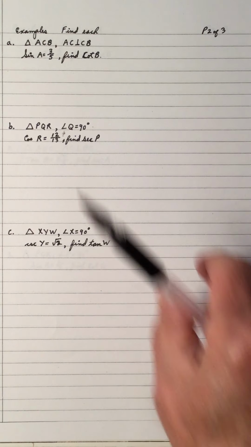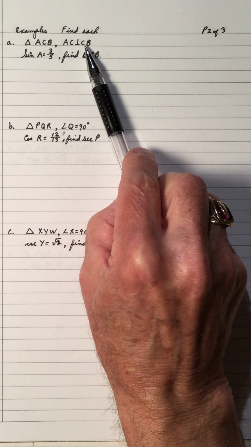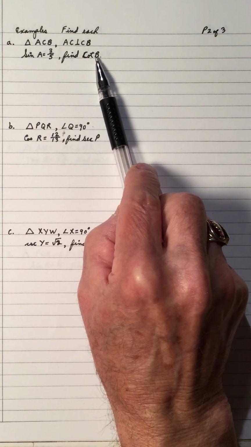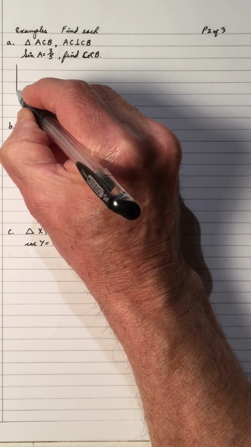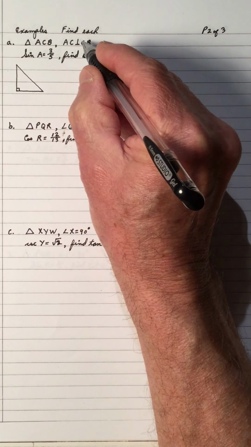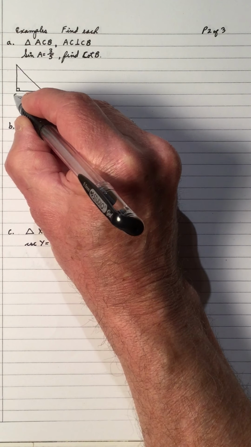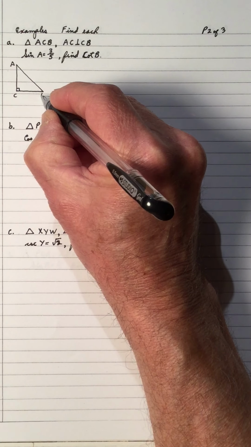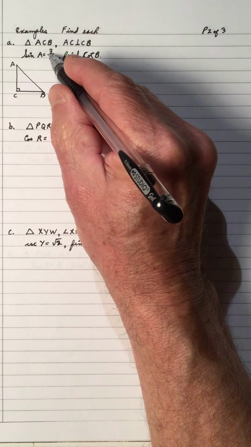Example. We have a triangle ABC in which AC is perpendicular to BC and the sine of angle A is 3/5. Find the cot of B. Notice these two angles are different, so what I do is I draw a triangle. The triangle is ABC, where AC is perpendicular to BC. There's a right angle at C, and it says the sine of angle A is 3/5.